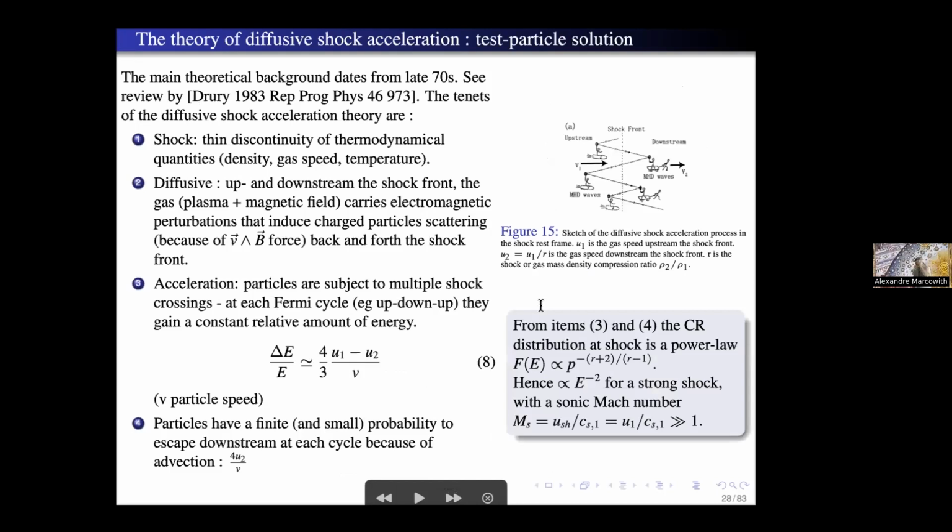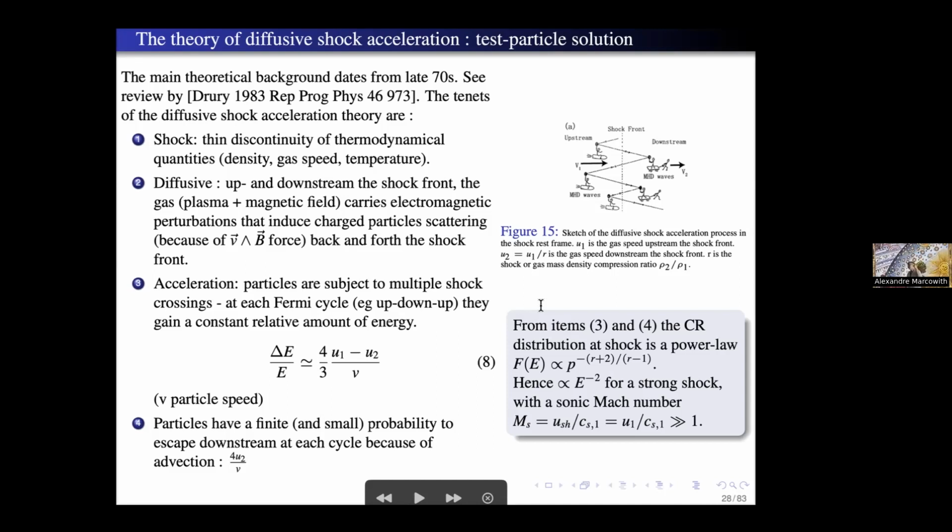So I will describe now, let's say, the standard model of cosmic ray acceleration by shocks. This is the so-called diffusive shock acceleration. This is a theory which goes back to the late 70s. There have been a series of works around 77, 78, 80, 81, which all concluded the same. So here I summarize for you: diffusive shock acceleration. Let's take each term and explain them.